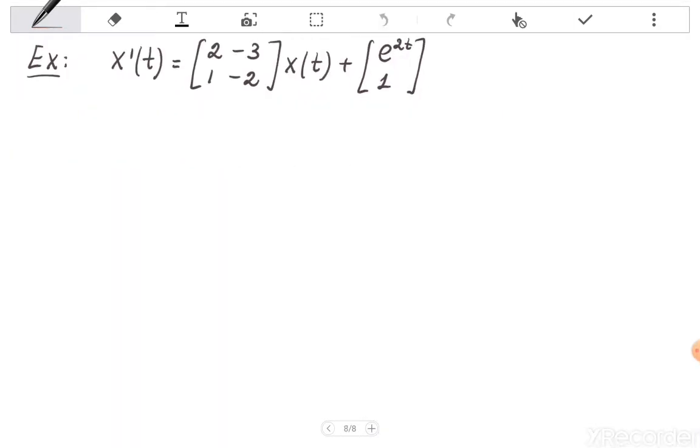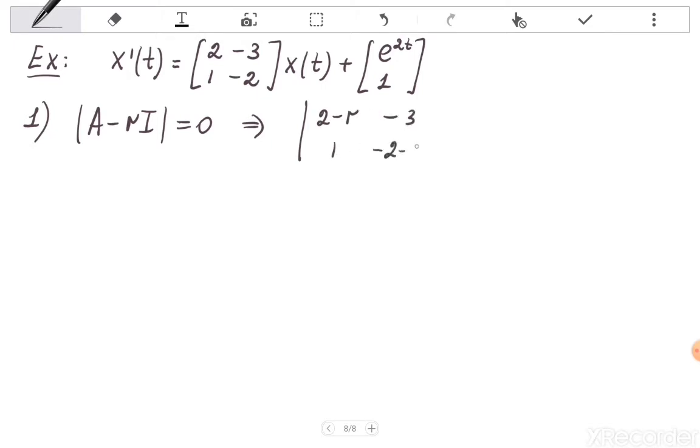So assume that we need to solve this particular system. Again, the first step as before, we solve the homogeneous system. So we need to find the determinant of A minus R times the identity. We need to find eigenvalues. So 2 minus R, minus 3, 1, minus 2 minus R. This is minus 4 plus R squared plus 3, so we get R squared minus 1 equals 0. So we have two eigenvalues, 1 and minus 1.